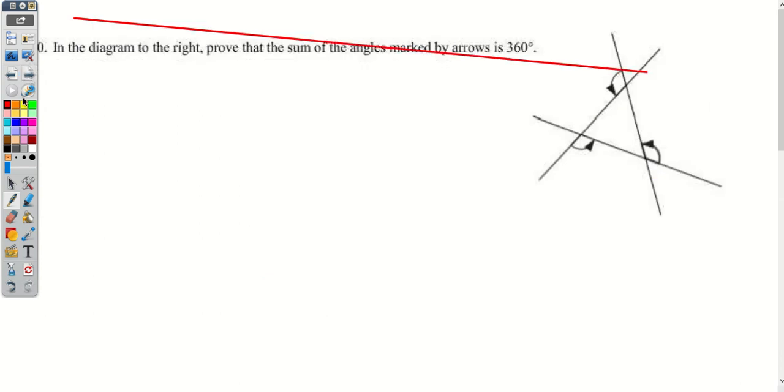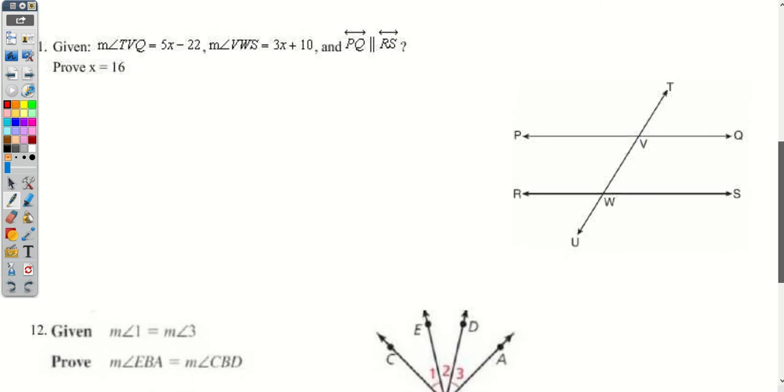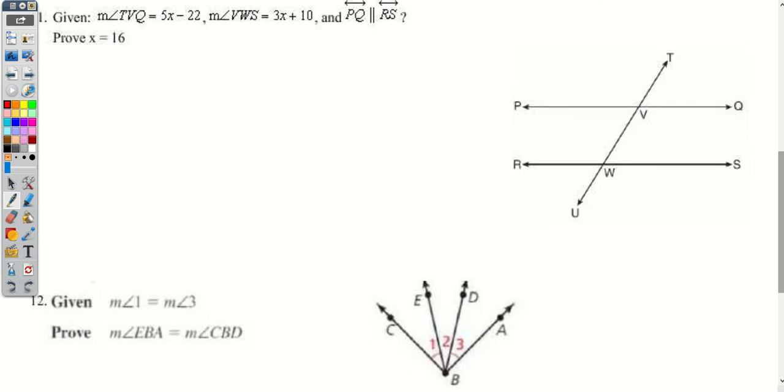Okay, we're not doing number 10, so you can cross this one out. All right, we're going to jump down to number 11. So for 11, 12, and 14, I'm going to do the statements and reasons real quick. So do those, and I'll meet you right back here. Oh, by the way, number 11, it's a proof again. We already did the solution.